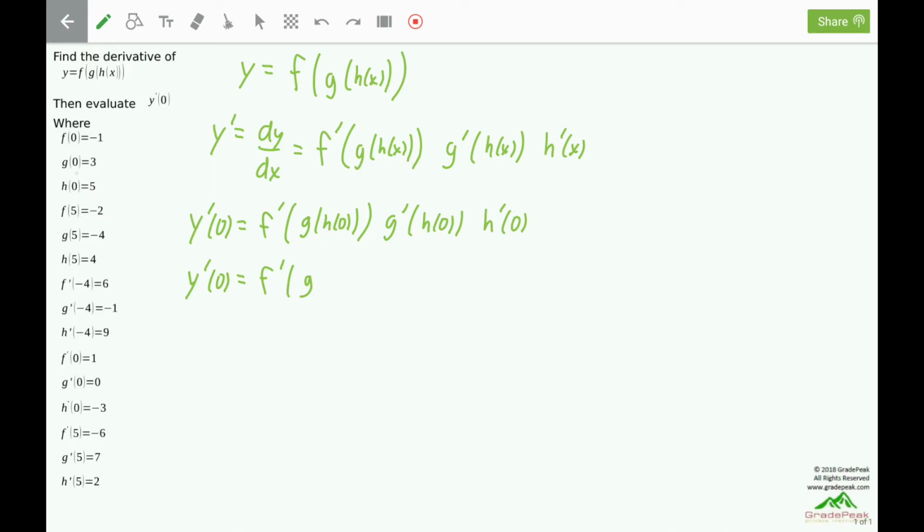h of 0 is right here. It's a 5. So we'll have g of 5. We have g prime, again of h of 0, and that's again a 5. And then we have h prime of 0. That's down here. Obviously, there's a lot of extraneous information, so be really careful, but that's a negative 3.